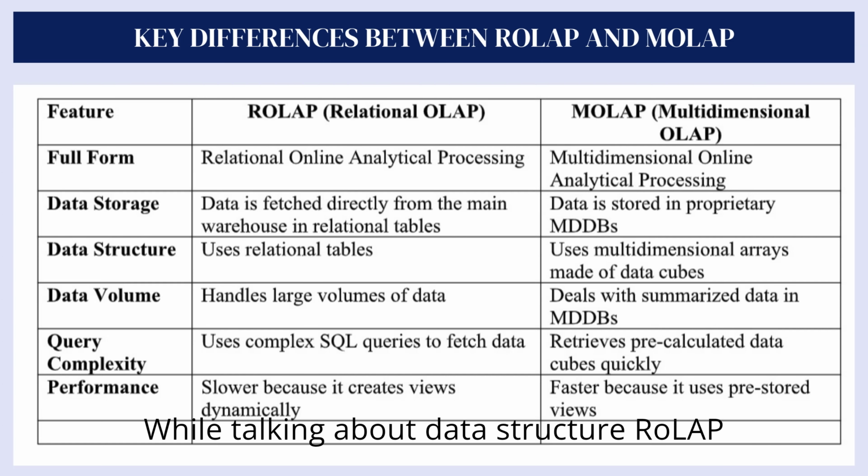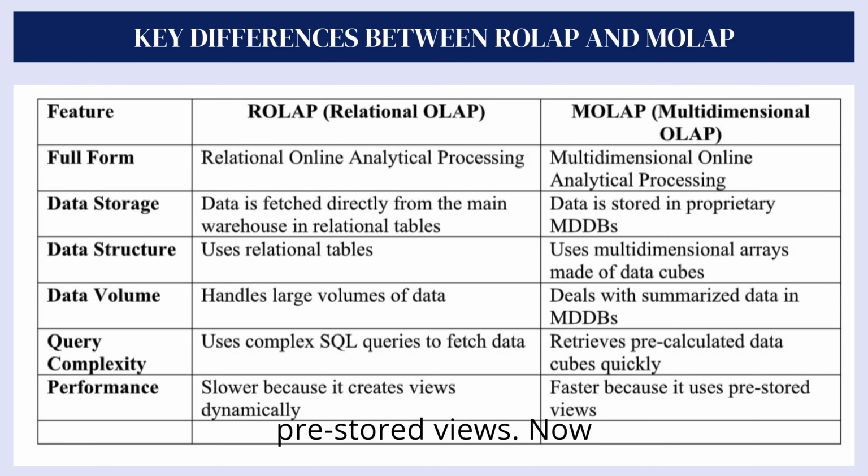While talking about data structure, ROLAP uses relational tables. It also handles large volumes of data and uses complex SQL queries to fetch data. It is slower because it creates views dynamically, whereas MOLAP deals with summarized data in MDDBs. It retrieves pre-calculated data cubes quickly and it is faster because it uses pre-stored views.